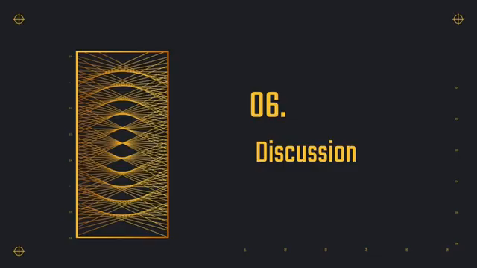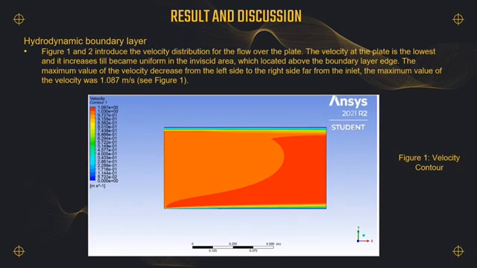Lastly is the result and discussion. Hydrodynamic boundary layer. From figures 1 and 2, we introduce the velocity distribution for the flow over the plate. The velocity at the plate is the lowest and it increases until it becomes uniform in the inviscid area, which is located above the boundary layer edge.